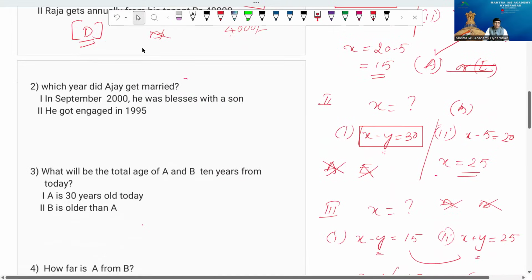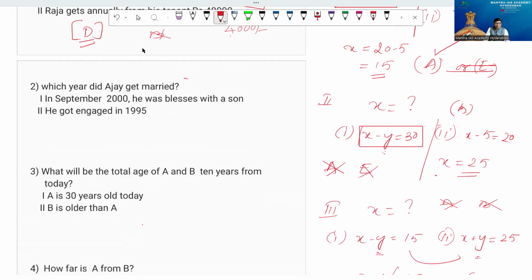Now go to question number 2. Which year did Ajay get married? In September 2000, he was blessed with a son. Of course, there is a son for this fellow in 2000. But my question is not that, my dear. When did Ajay get married actually? So it's not the answer by using the first statement, not A.